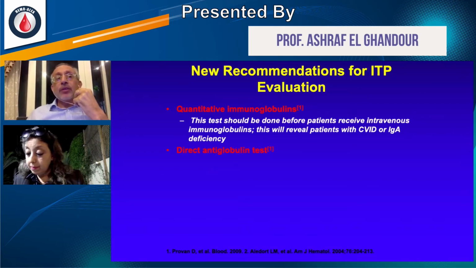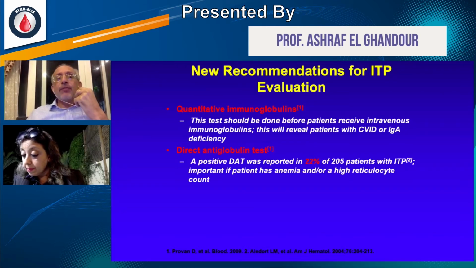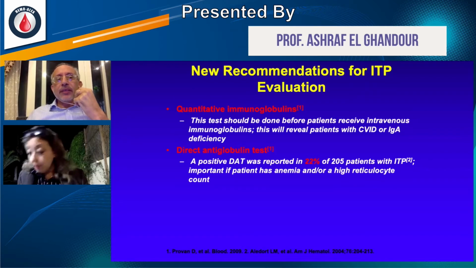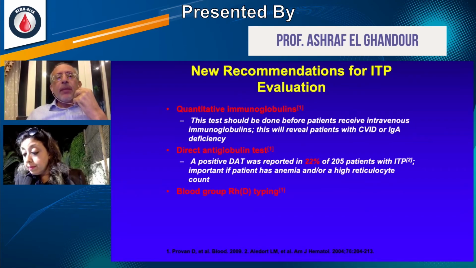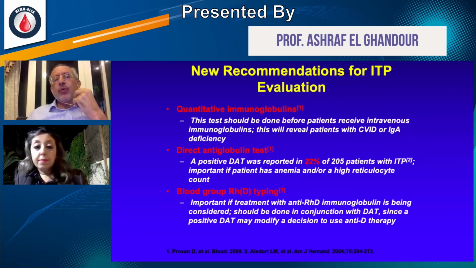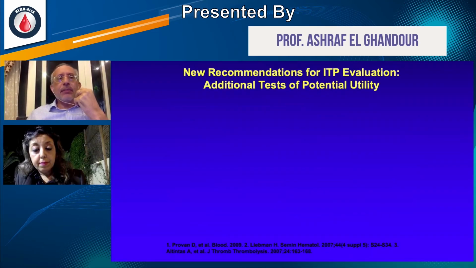The direct antiglobulin test, the Coombs test, is very, very important in these cases. A positive direct antiglobulin test was reported in 20% of cases with ITP. It's important if the patient has anemia and/or a high retic count. Blood grouping is also very important, if you are going to do anti-RhD, which is not used as usual at that period.